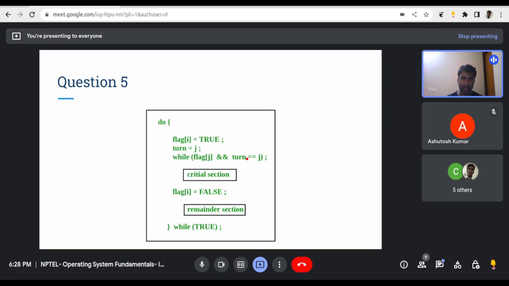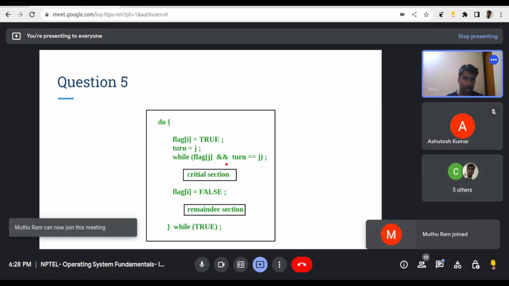So either process I will be waiting and process J will be executing in the critical section, or the reverse will happen, right? That ensures progress. That is, if no other process is in the critical section, either process I or process J will get the turn to enter the critical section, because the turn variable can have only one value, I or J.